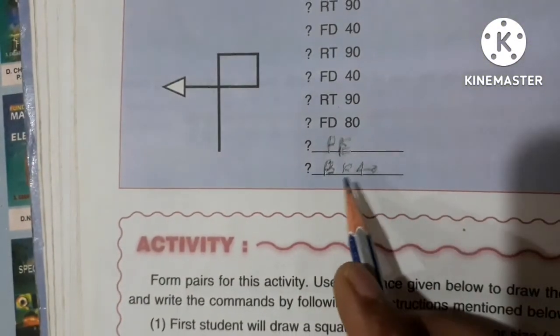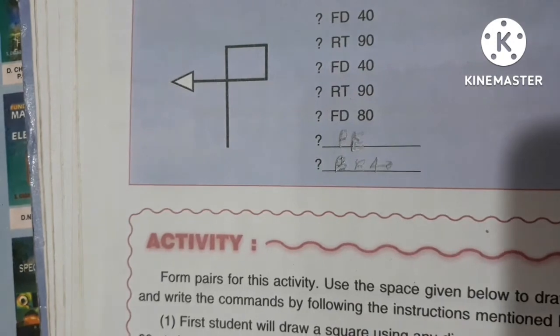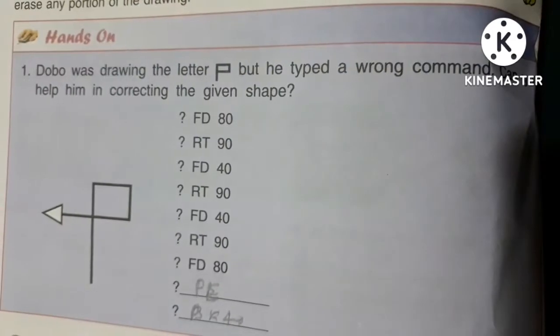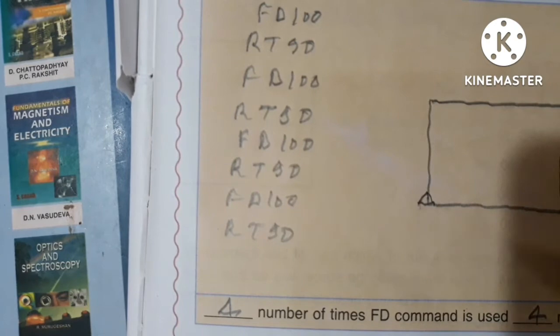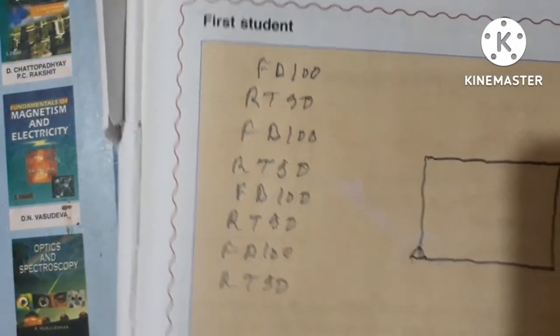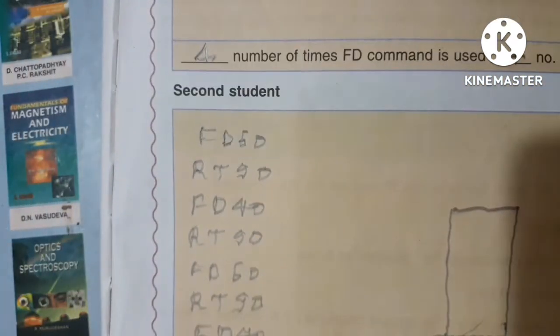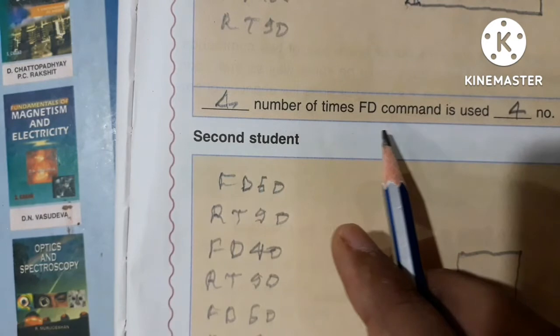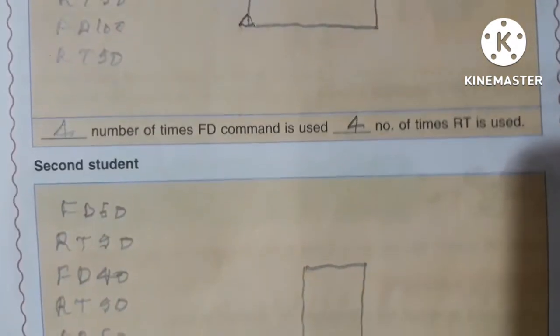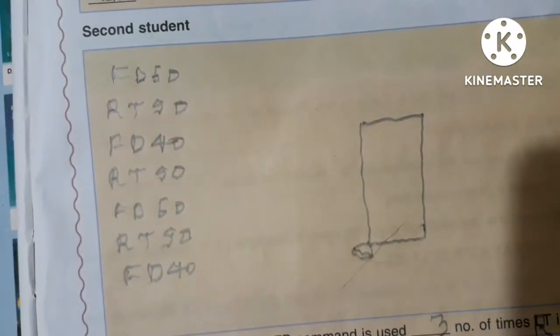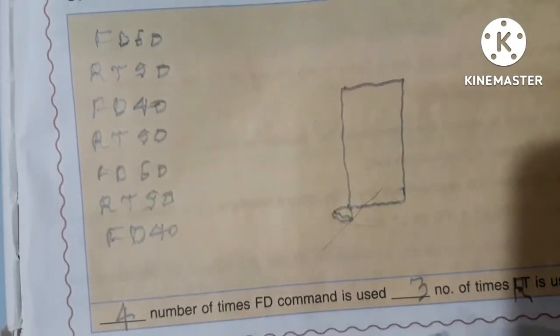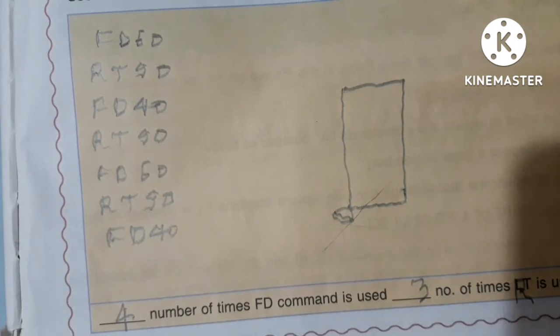Here, PE, BK 40. Here in this figure, PE, BK 40. Here you have to write. First students have written like this. If you want to write, you should pause the video and you are able to write. Second students: 4 times the FD command is used, 4 times RT is used. Here, second students: 4 times the FD command is used, 3 times RT is used.